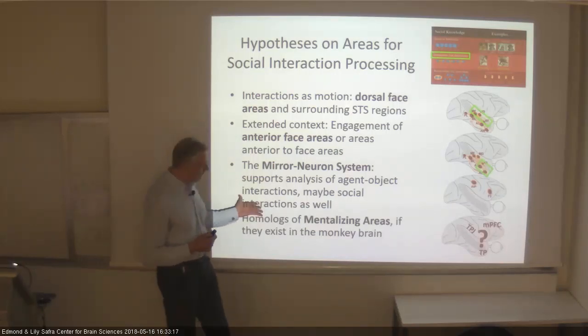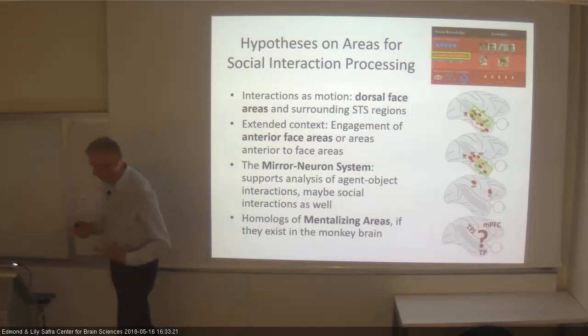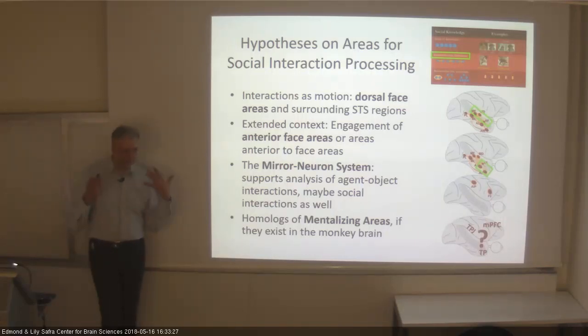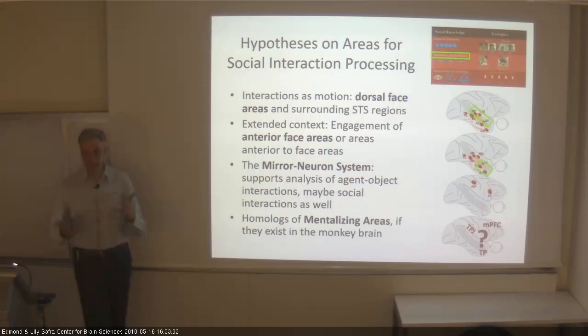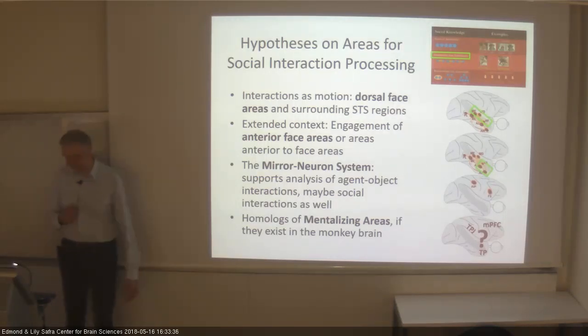And finally, maybe even in the monkey brain, we could find potential homologs or precursors of those areas that in the human brain are responsible for theory of mind or intuitive psychology, so the understanding of others in terms of their hidden mental states that we will never be able to see or feel or touch, but this is the way we interpret the actions.